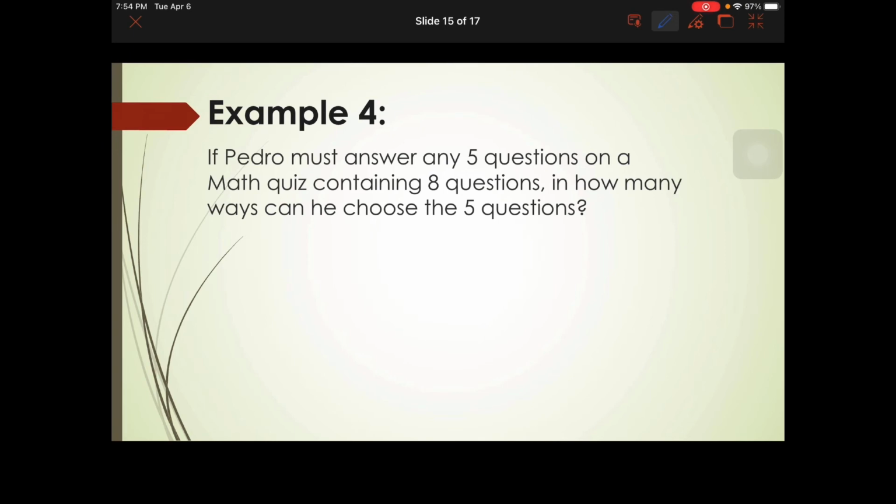So, syempre, i-identify muna natin, is this a P or a C? Permutation or combination? So, again, you only have one question to ask yourself, mga anak. Does the order matter? Does the order matter in which Pedro is going to pick the 5 questions? Not really, right? So, this is a combination. Okay? And because this is a combination, we know exactly the formula that we're going to use for this.